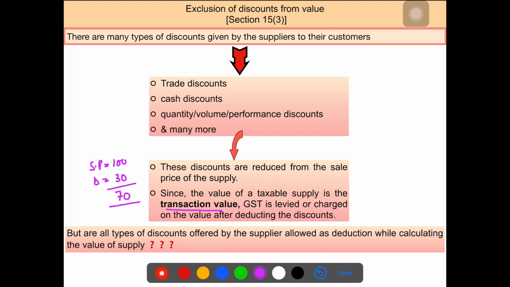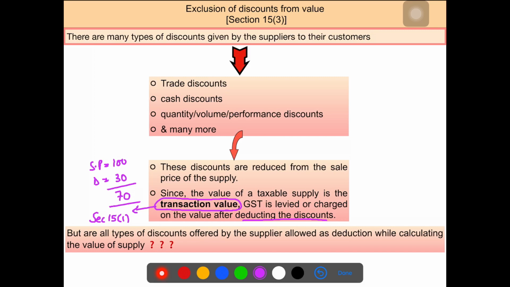If you have watched my previous video, I have clearly explained that as per section 15 subsection 1, value of taxable supply is a transaction value. So from this transaction value you have to deduct the discount and then charge GST on it. GST is levied or charged on the value after deducting the discounts.